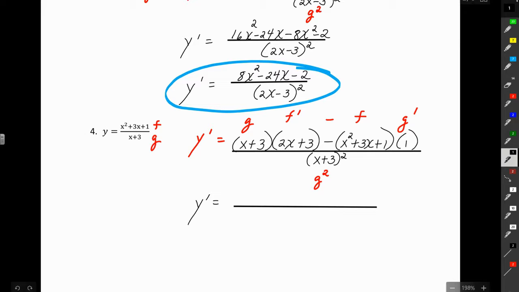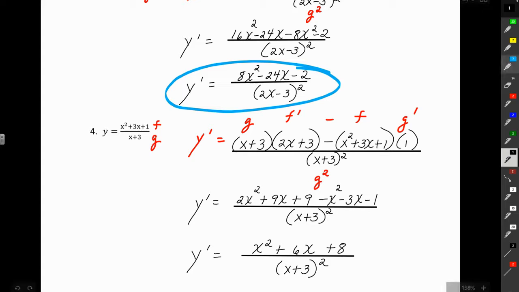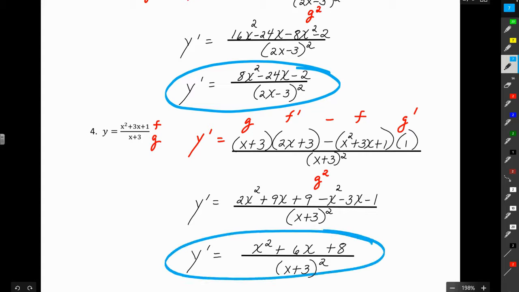First, we'll FOIL the first term. So we have x plus 3 times 2x plus 3, and we have to FOIL that. And then just be careful, we have a minus the quantity x squared plus 3x plus 1. So when we distribute the negative, it's going to change the sign of every term. So we're going to have minus x squared, minus 3x, and minus 1. Last step, we're going to combine like terms in the numerator. And that's it for number 4.